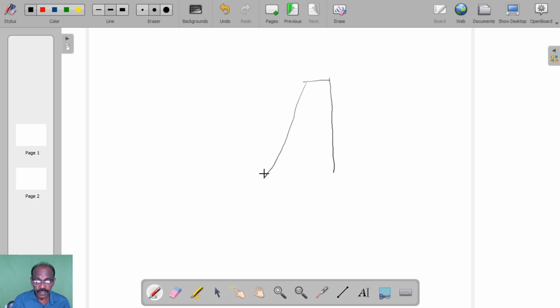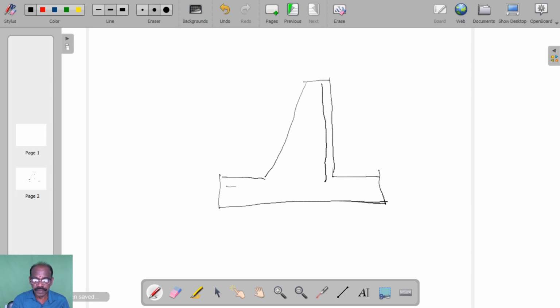Okay, now this is the sloping portion. Generally, the cantilever retaining wall is made up of reinforced cement concrete. Some rod will be provided here, and here also, and here also, like that. And the transverse reinforcement is also provided in the wall, like this. Okay, and this is the transverse reinforcement.